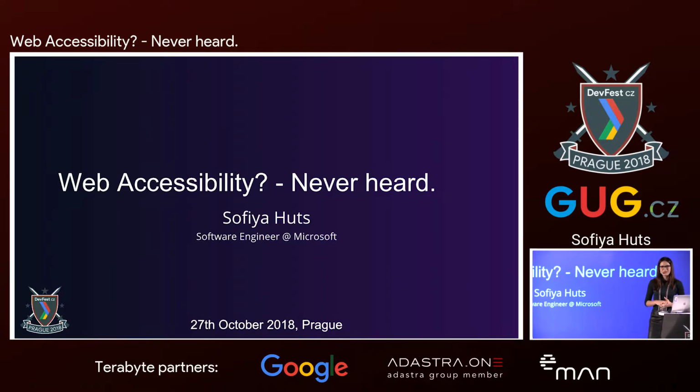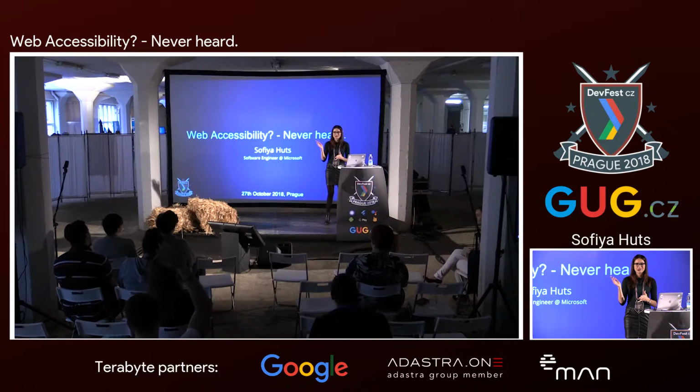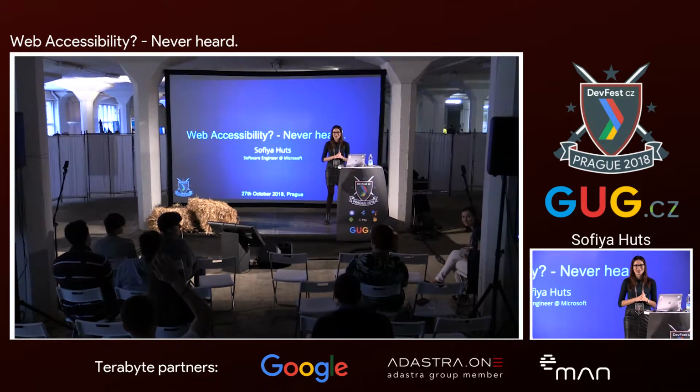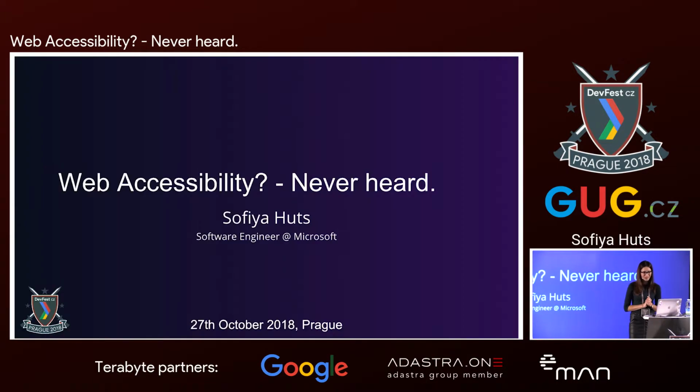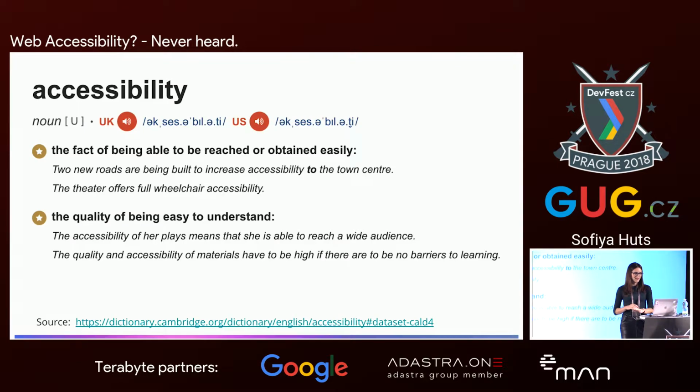So today my topic is about web accessibility. And before I start, let's make a quick quiz. Who is aware of web accessibility and knows how to implement it? Can you raise your hand? OK, fair enough. So according to the Cambridge Dictionary, accessibility is some opportunity to use, reach, understand something.